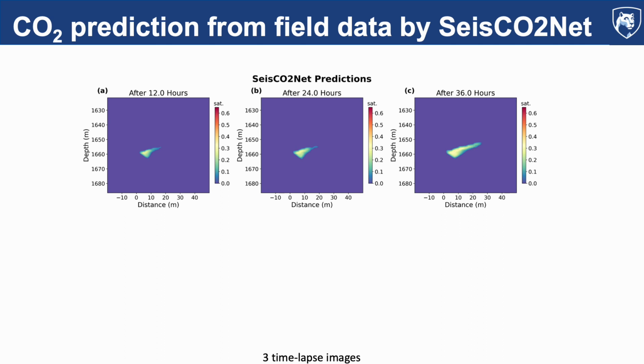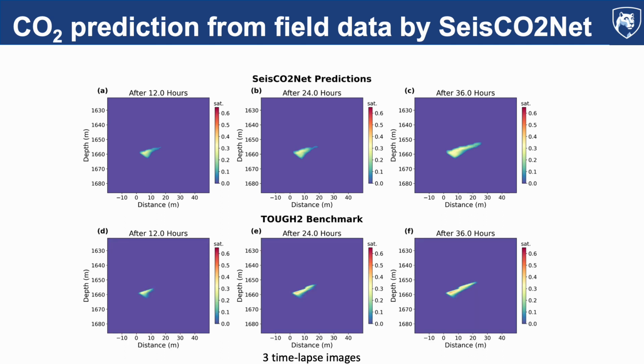And then how are we going to evaluate our results? We compare our results with physics-based simulation results using the software TOUGH2. As you can see, most of the CO2 plume can be recovered overall, but some details are missing. This is actually because of the limitation of our GPU memory, so we decimate our model to a smaller size and then interpolate our model back to this size.